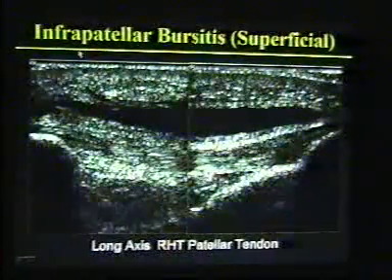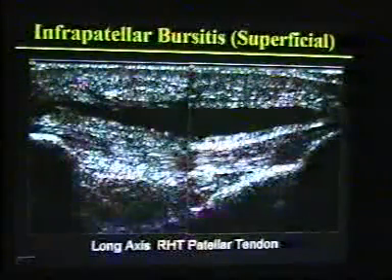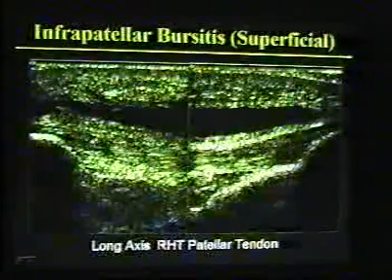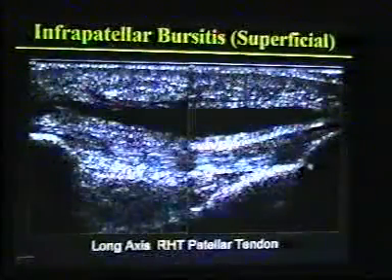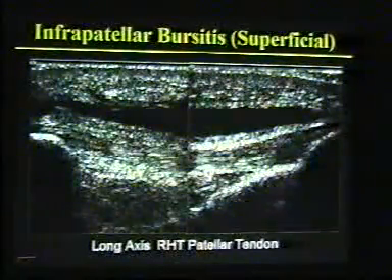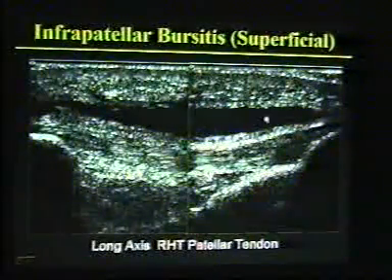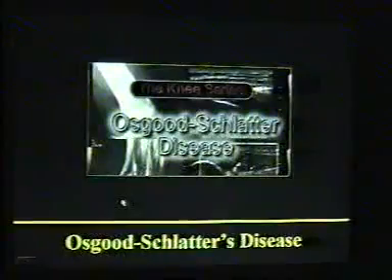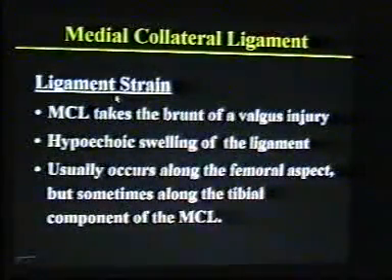Infrapatellar bursitis can be seen. This is superficial. Here is infrapatellar tendon. You can see its proximal part and distal part. Patella, tibial tuberosity where it is inserted. So just anterior to that is the infrapatellar bursitis, which is in the superficial bursa. Osgood-Schlatter's disease is another case which can be diagnosed on ultrasonography.